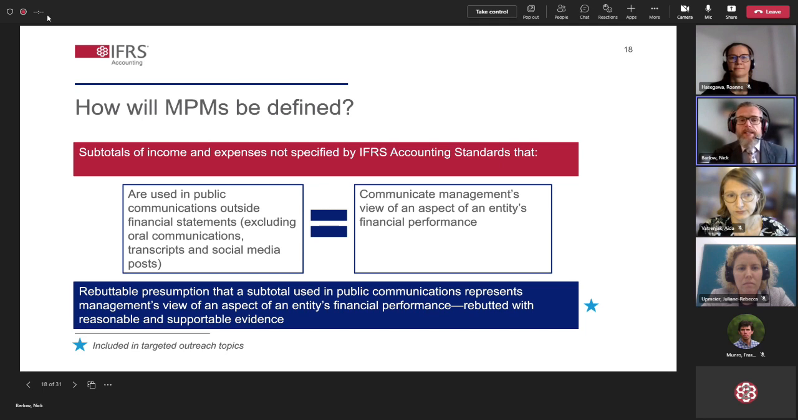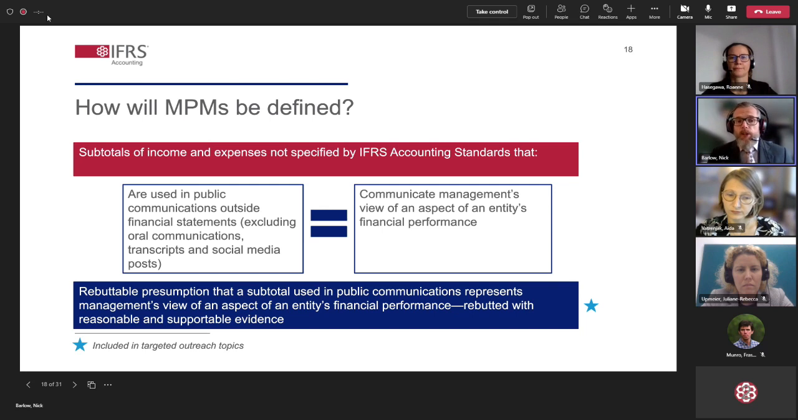And this is to promote consistency with those measures reported in the financial statements and those communications outside, such as management commentary, press releases, or things like investor presentations. Now, in the original proposal, there was no further guidance on what would be included within public communications. So in response to feedback that the term could be interpreted quite widely, the IASB has tentatively decided to exclude oral communications, transcripts, and social media posts from the scope of public communications, as these were the types of communications stakeholders said were the most problematic.